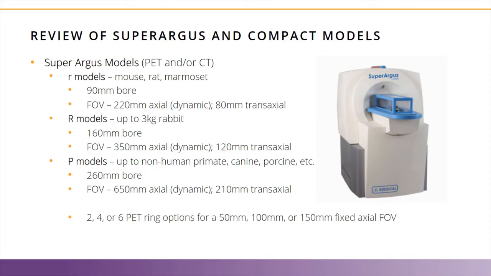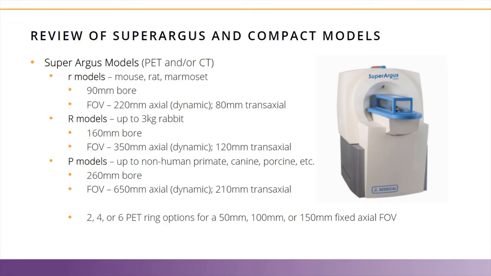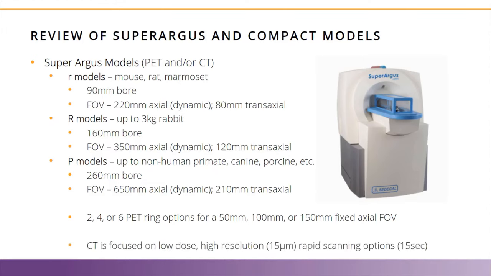From there, each PET system has a choice of how many PET rings to include. 2 rings will cover 50 millimeters in a fixed axial field of view, 4 rings will cover 100 millimeters, and 6 rings will cover 150 millimeters. In all systems, there's a dynamic axial field of view which will extend the area covered during imaging as selected by the researcher. The CT component of the SuperArgus system is designed for longitudinal studies focusing on low-dose radiation while providing high resolution and rapid scan times.